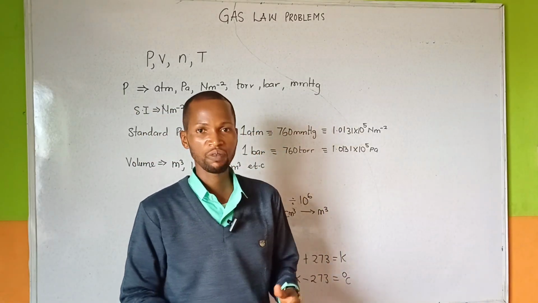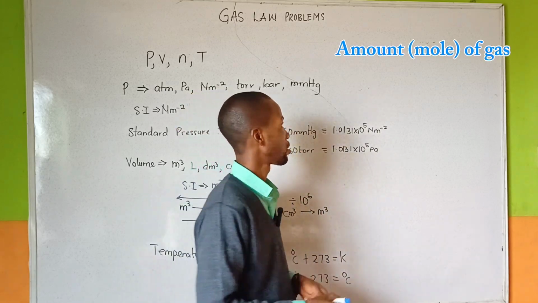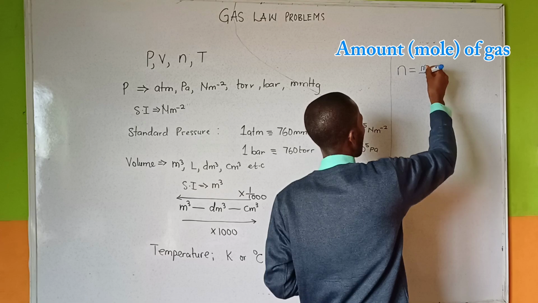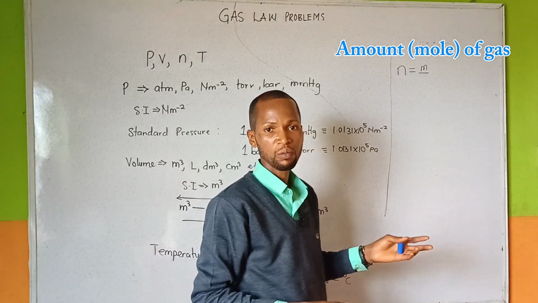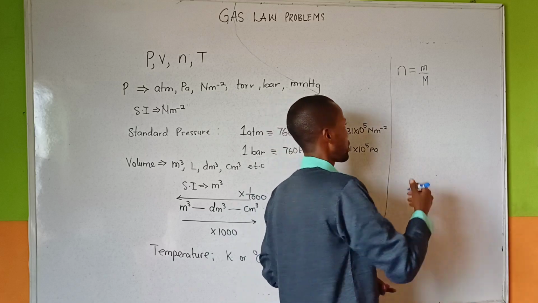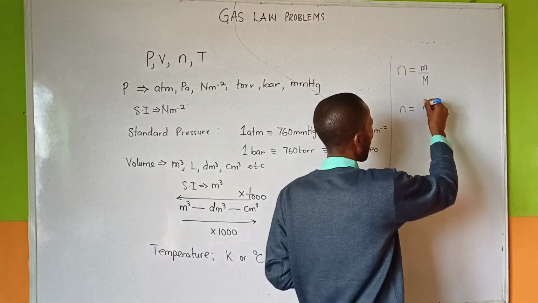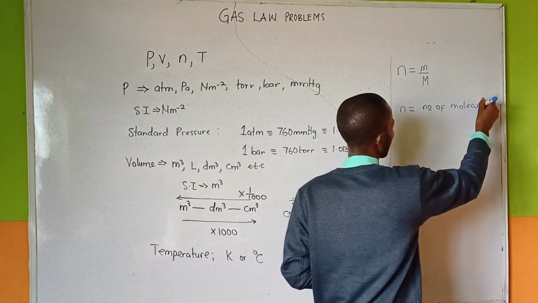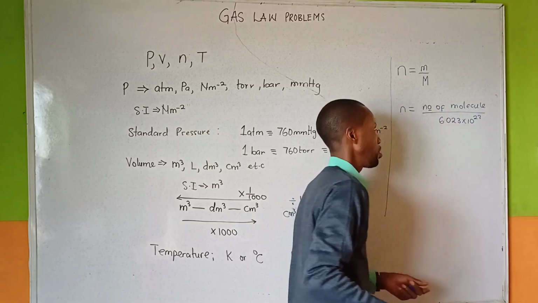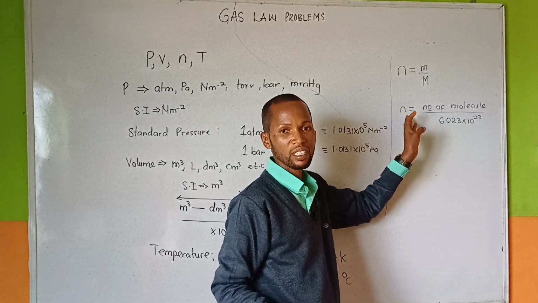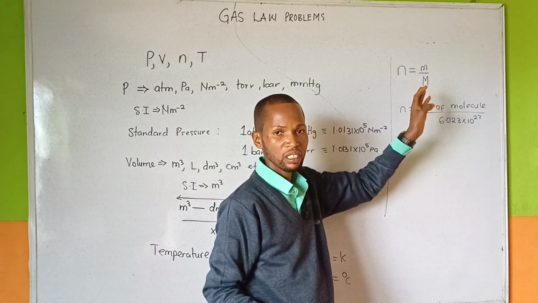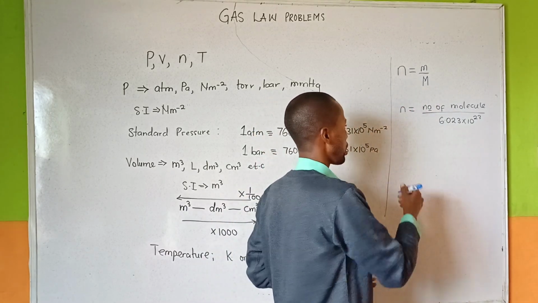Now we can consider the fourth variable, which is the amount of gas. The amount of gas is denoted as n, and it can be expressed as the ratio between the reacting mass and the molar mass of the gas. Also, the amount of gas can be expressed as the ratio between the number of molecules and the Avogadro's constant. The amount of gas is measured in mole.